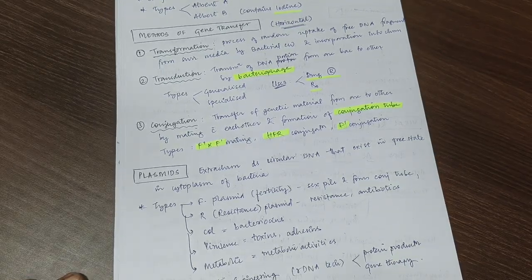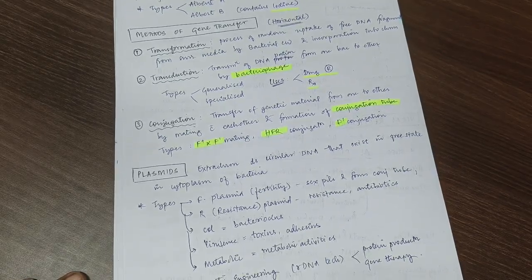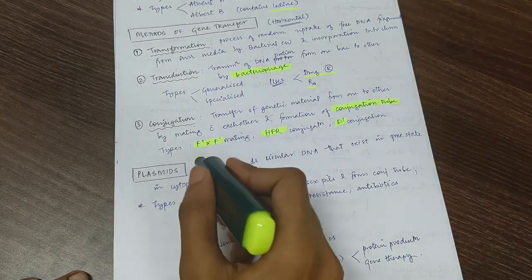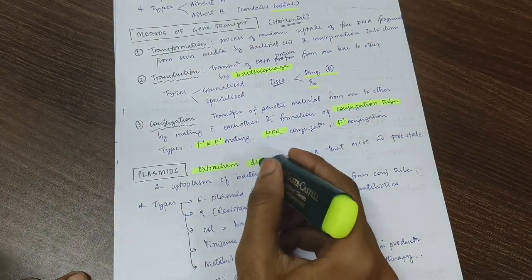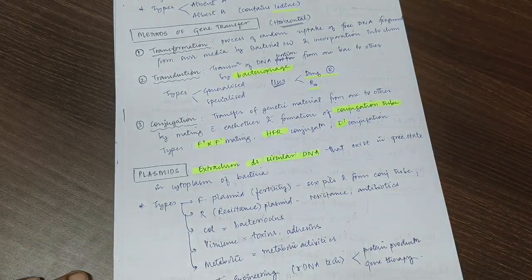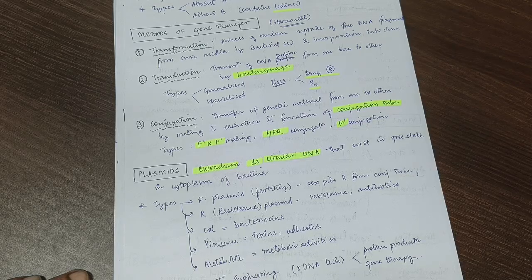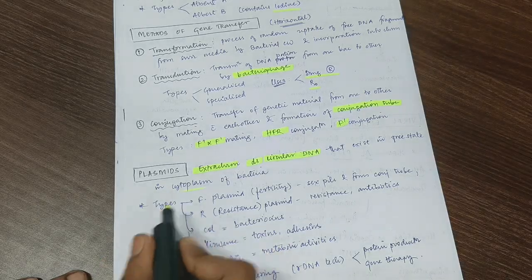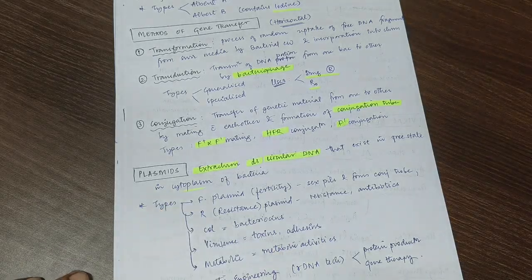Plasmids. So what are plasmids? How are we going to define plasmids? They are extrachromosomal, double stranded, circular DNA that exists in a free state in the cytoplasm of the bacteria. Where do they stay? They stay in the cytoplasm.